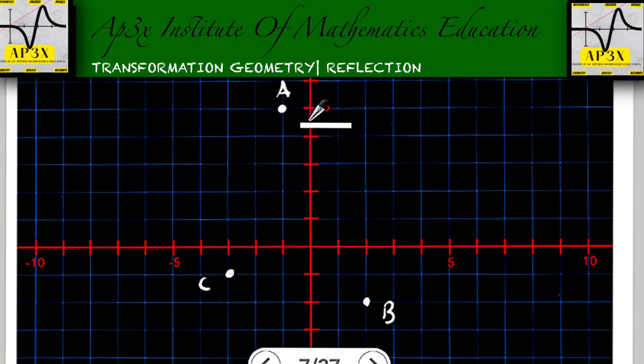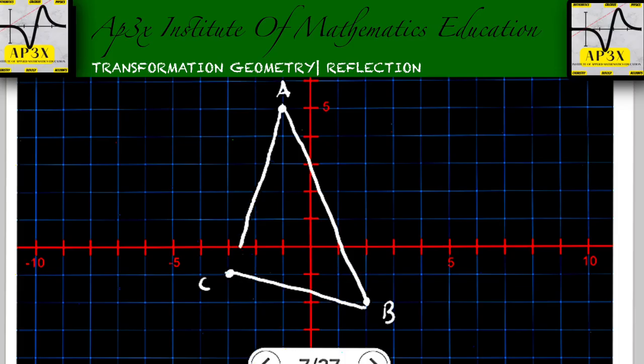Okay, so then I'm going to connect A to B. Then I'm going to connect point C to point B. Then I'm going to, of course, connect point A to point C. And so it forms this triangle. All right, now we're going to be reflecting it through these lines.